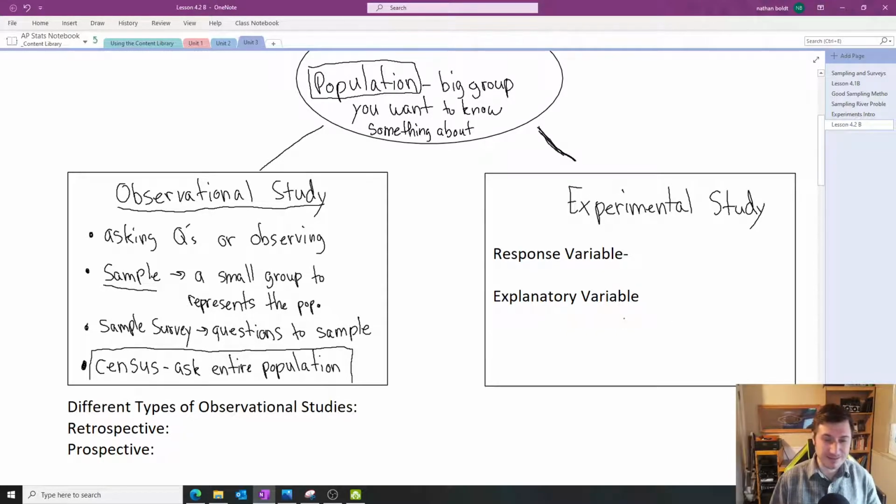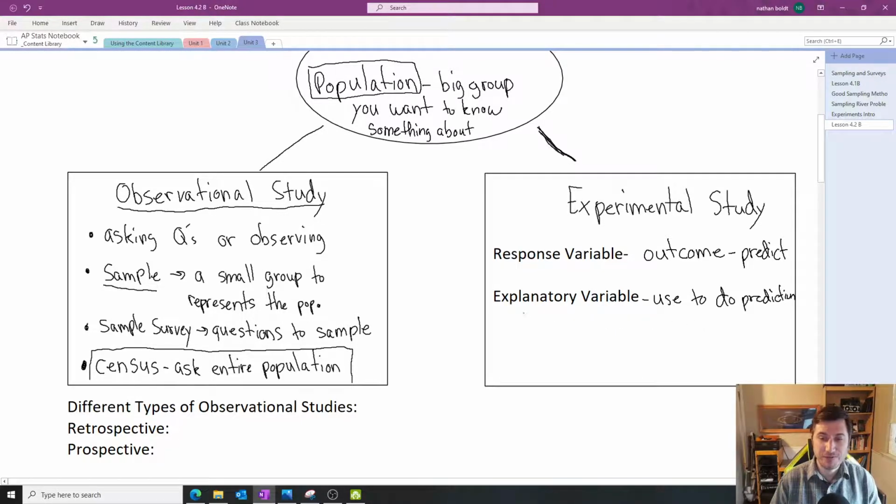This is basically the same as it was when we did regression lines and two-variable analysis with scatter plots. Your response variable is simply your outcome. The thing you're trying to figure out, the thing you are trying to predict somehow, usually. And your explanatory variable is what you are going to use to do that prediction.